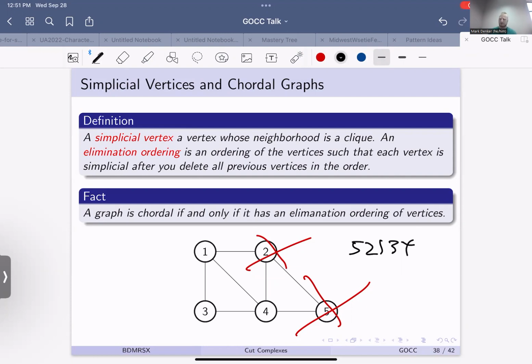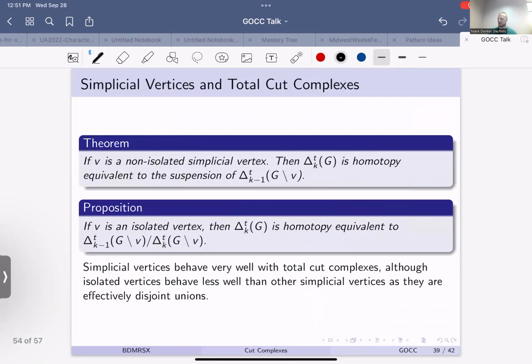And why do we care about this? Because simplicial vertices behave well with total cut complexes. So if you have a simplicial vertex that is not an isolated vertex, because technically for isolated vertices, the neighborhood is K0, then if you delete that vertex, your complex is homotopy equivalent to the suspension of that. You are just suspending your complex by adding simplicial vertices.